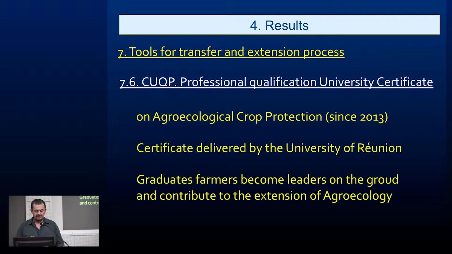We have implemented the same professional qualification university certificates that I talked about before for chayote. Now it's delivered for 6 years, so we have a very good result with that.